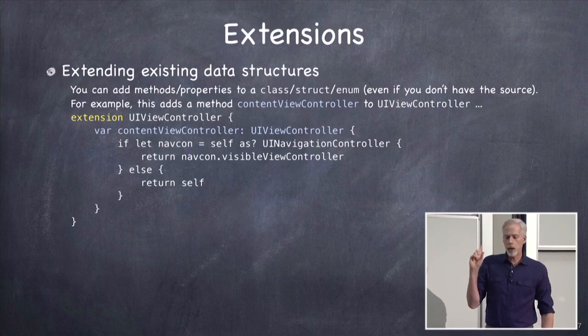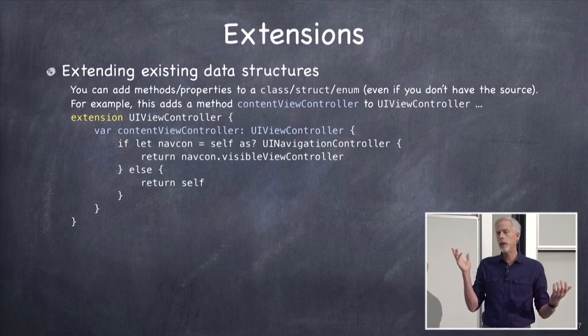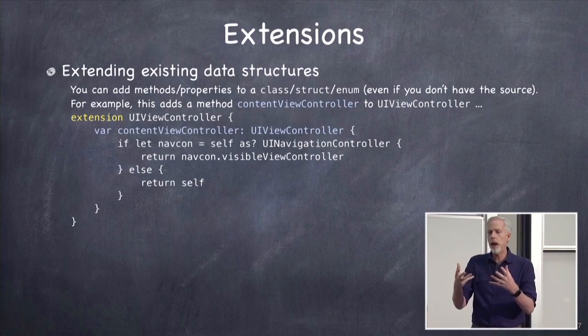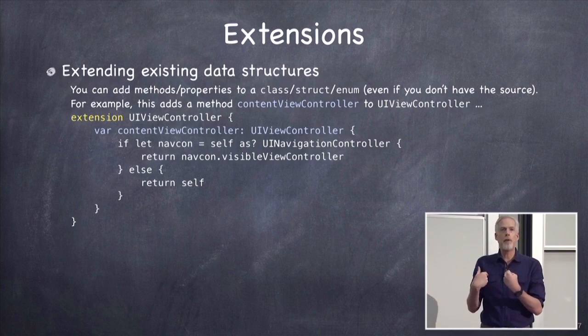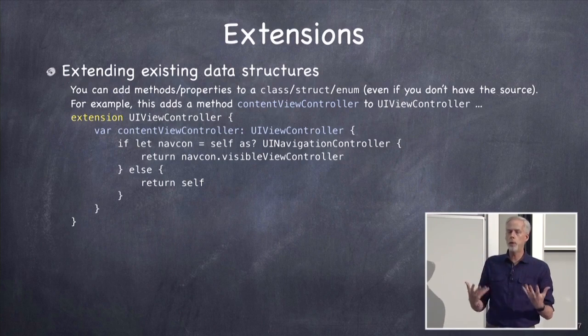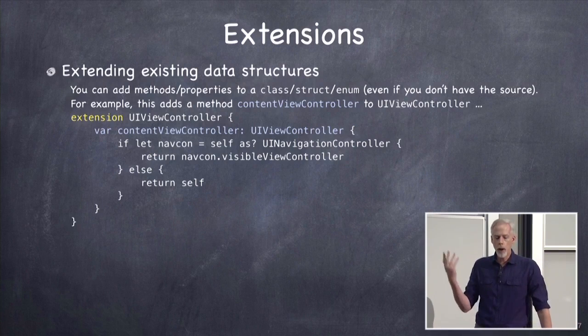Now we could put that code into an extension of UIViewController by creating a new var. You can see it right here, called contentViewController. We can call a new var anything we want. I like contentViewController because if it's a navigation controller, it's the content. If it's not a navigation controller, it's just self. It's the view controller itself, it's its own content. And so I can add this.